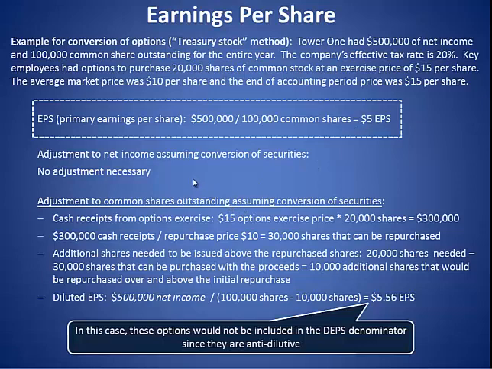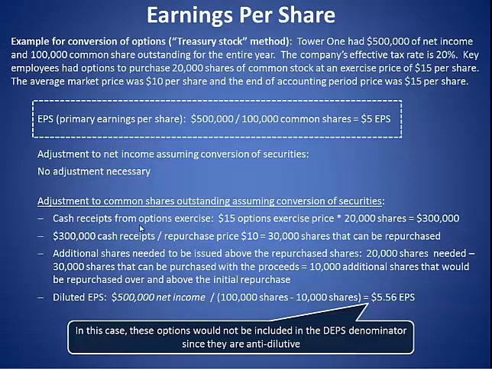Now, we have no necessary adjustment to net income, assuming the conversion of these securities, because these are stock options, so no adjustments are necessary. But we are going to have to adjust our common shares outstanding because we're assuming that all of those options, in effect, were converted into common shares. Okay, so we go through the treasury stock method again. Cash receipts from options: $15 option price times 20,000 shares equals $300,000 worth of cash proceeds.